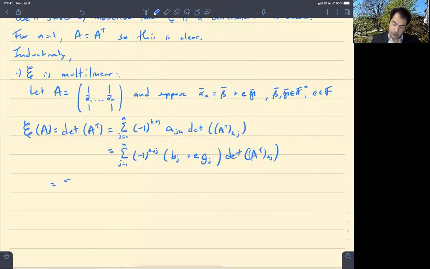And then this is equal to the sum, j goes from 1 to n, of (-1) to the k plus j, b_j, determinant of A transpose kj, plus e times the sum, j goes from 1 to n, of (-1) to the k plus j, g_j, determinant of A transpose kj.